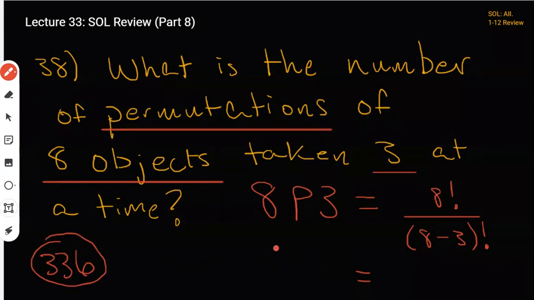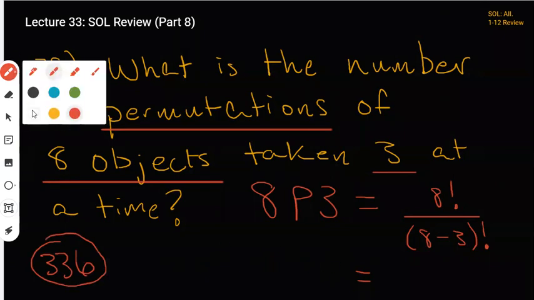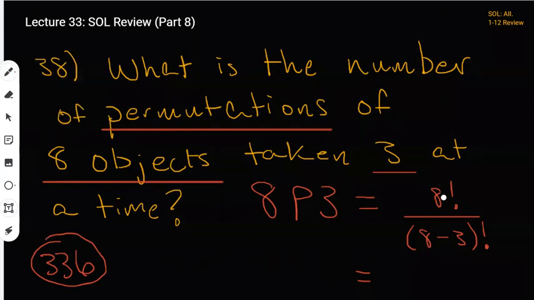Now what you can also do is you can do it by formula, right? At the top, I have 8 factorial, but at the bottom, I'm going to have 8 minus 3. That's 5 factorial, right? So then if I write this out, it's going to be 8 times 7 times 6 times 5.